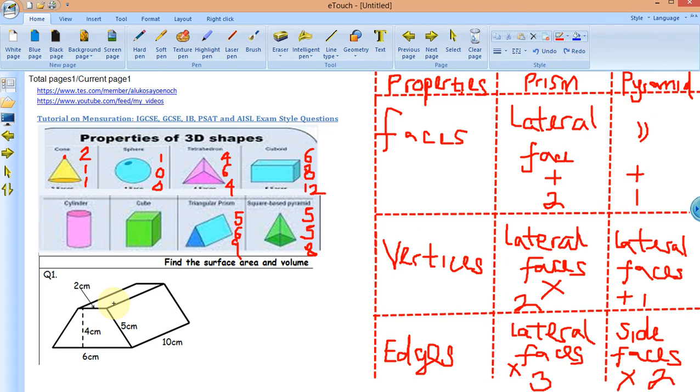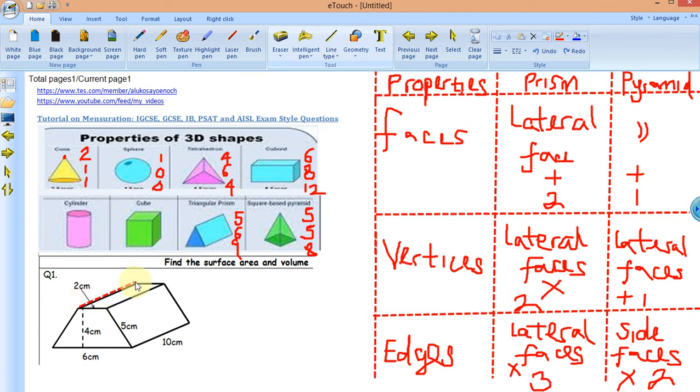So a prism has rectangular lateral faces, so you see all the lateral faces are quadrilaterals, guys. But that's not what we want to do. What we asked you to do here is to find the surface area and the volume. So let's get started. So now the first is to go with this. Let me just use this line. So let's quickly go ahead with this one here.